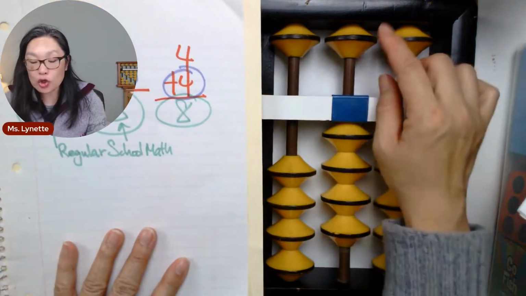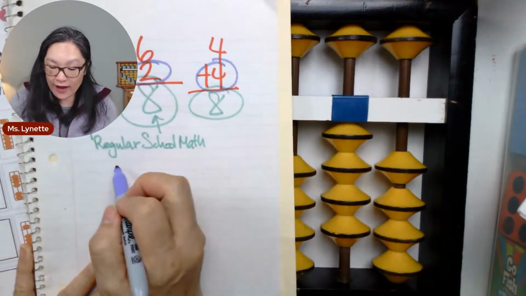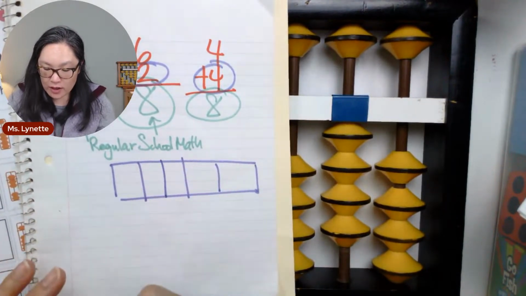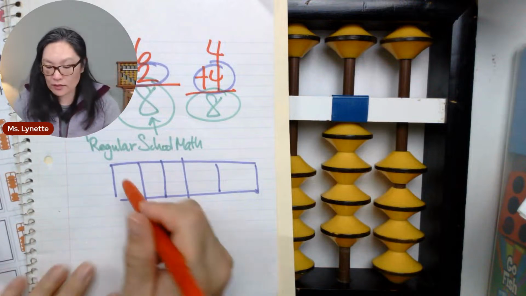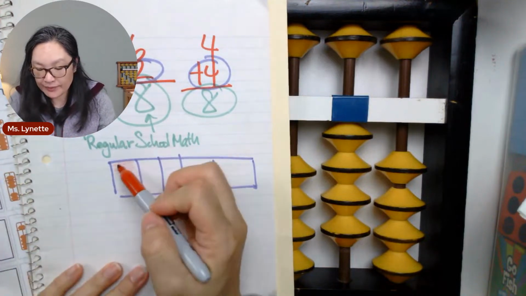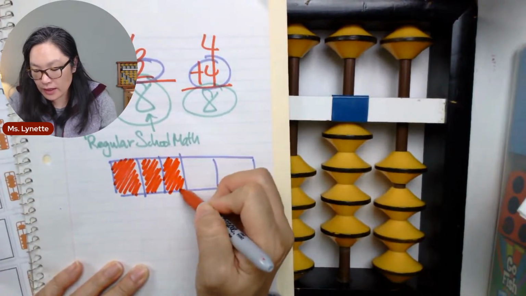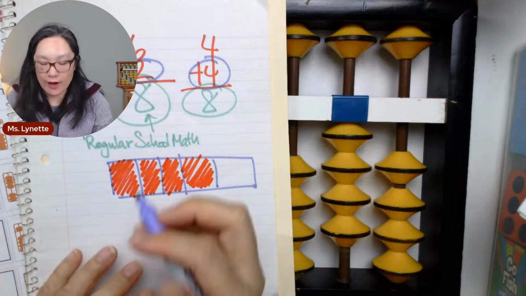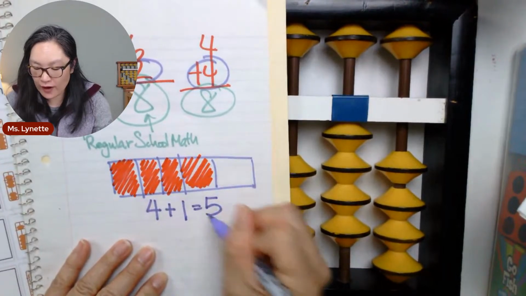I actually have to utilize this 5. Now, this is where the 5 frame comes into play. So if I have my 5 frame, 1, 2, 3, 4, 5. So if I have my 5 frame and I want to add 4, so I add my 4, I'll just use this. 1, 2, 3, 4, right? I need 1 more to make a 5, and this is where the 5 comes in. I want to do 4 plus 1 is equal to 5.